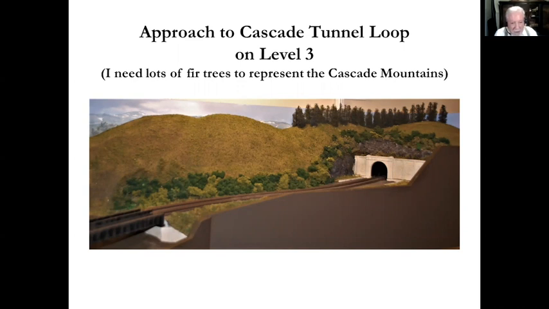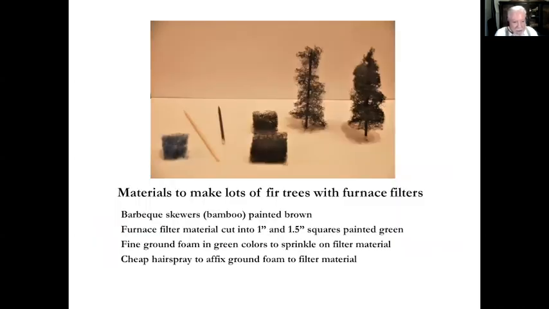I need lots of fir trees. So I picked up some information online on how to make trees really cheaply by using bamboo skewers, you can see on the left, and furnace filter material. The little blob on the left side is a 1-inch square of blue fiber furnace filter. I paint the bamboo skewers brown, and then I paint the filter material green, and cut it into 1-inch squares and 1.5-inch squares. And then I put that on the skewer, and you tease out the filter material so you can see the tree shape.